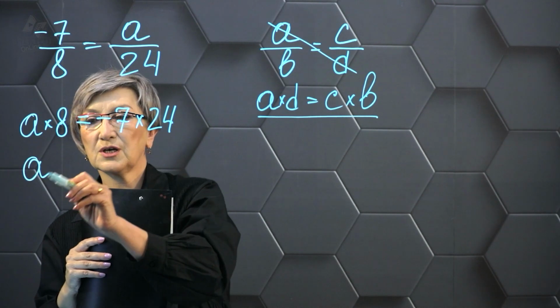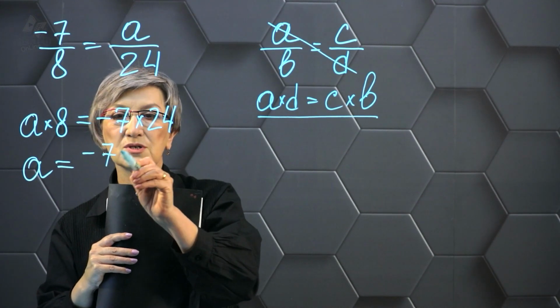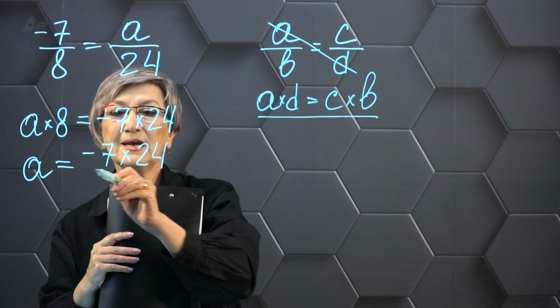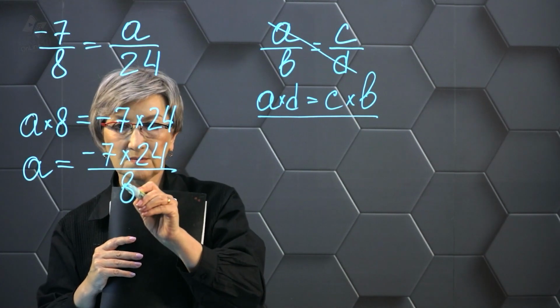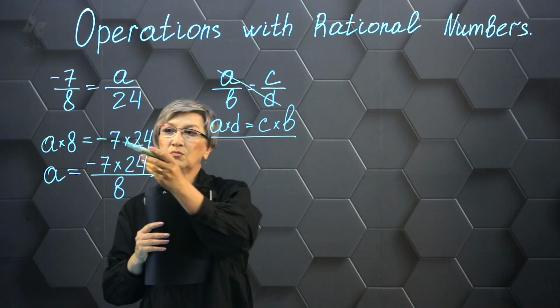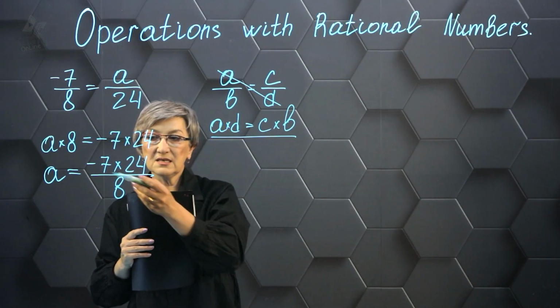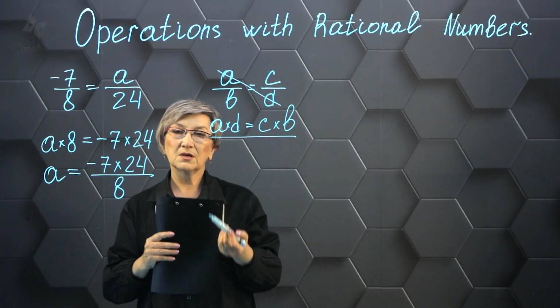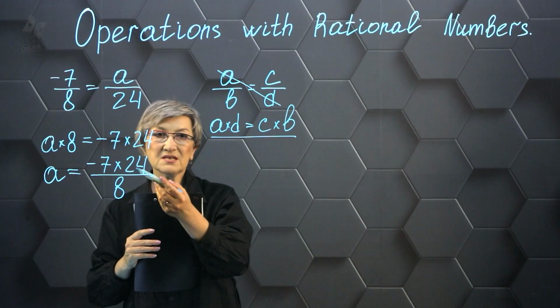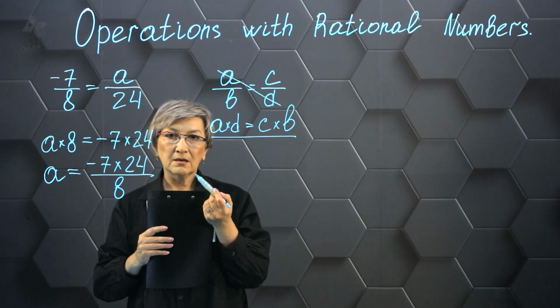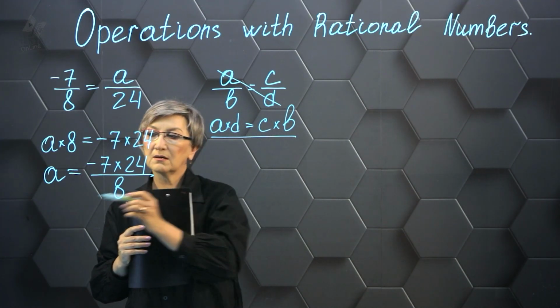The result is a equals minus 7 times 24 divided by 8. I could multiply minus 7 by 24 and get a number, and then divide that number by 8. But you can write it down like this. It's a convenient way to write it down.